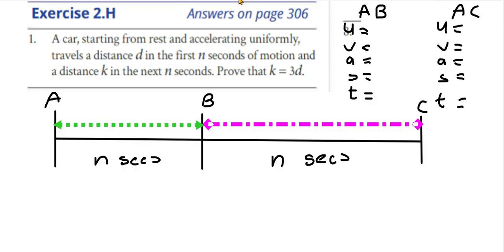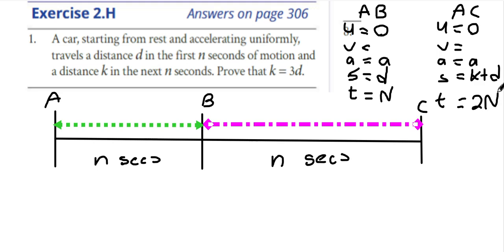Now, what does it say about the distance? D for the first one. Everybody got D here? How many seconds? N. Acceleration? A. U value? 0. AC: U value? 0. A value? A. S value? I think it's D plus K. Is it both of them combined? Yeah, or K plus D, whichever way you want to do it. T? 2N, alright.